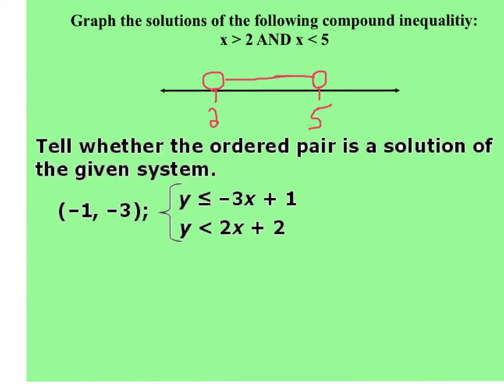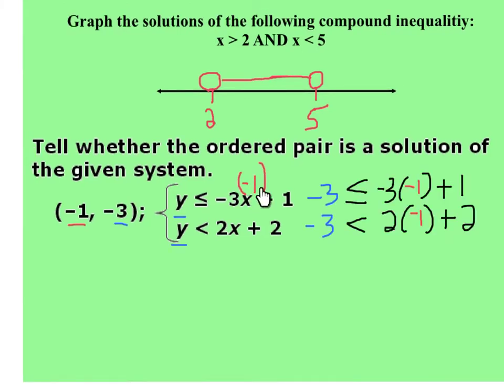So next, they're going to give us a point, -1, -3. We want to know if that ordered pair would make both statements true. So it has to make both statements true. So, like we did before, we're going to substitute in the -1 and put it right here.